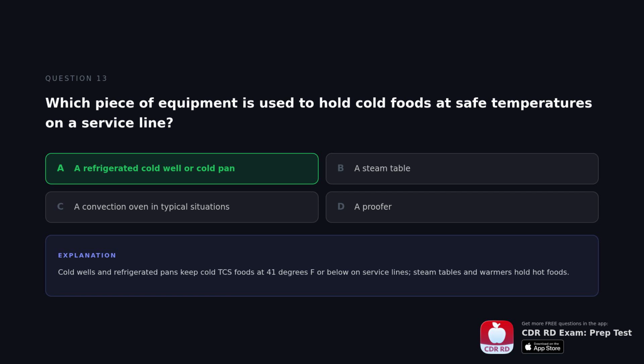The correct answer is a refrigerated cold well or cold pan. Cold wells and refrigerated pans keep cold TCS foods at 41 degrees F or below on service lines. Steam tables and warmers hold hot foods.